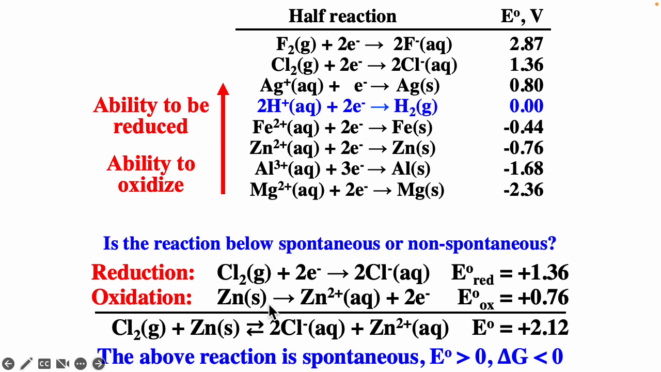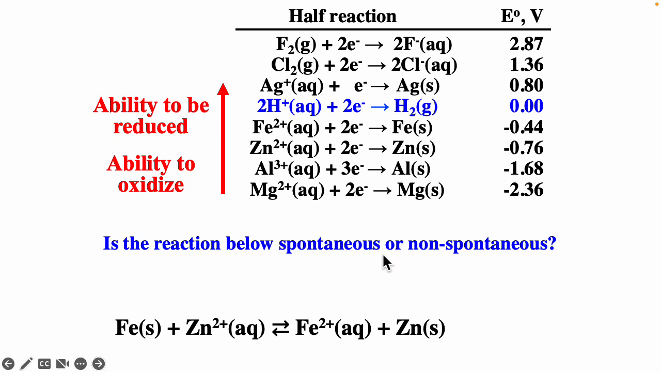We add the half reactions. Remember, you have to have the same number of electrons. When you add the half reactions, you add the potentials, and so we get a potential of 2.12, which means that the reaction is spontaneous. A positive potential means you have a negative delta G naught, and you'll have an equilibrium constant greater than 1. We can try another one.